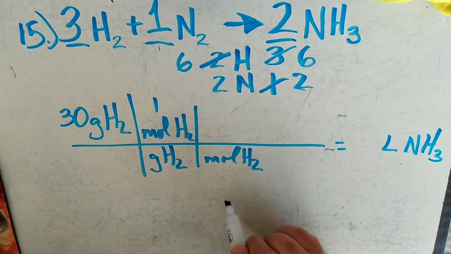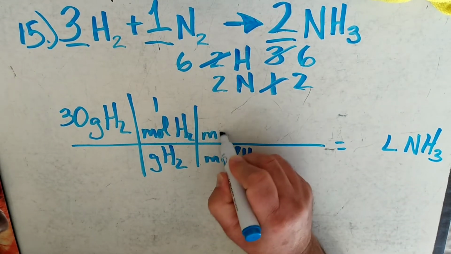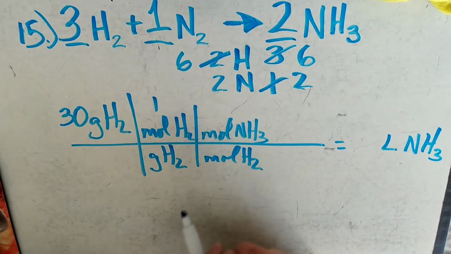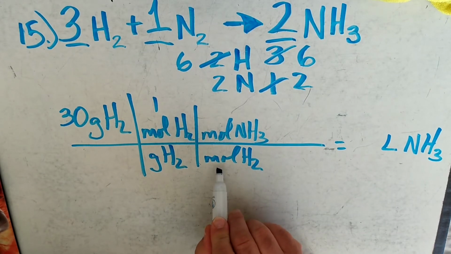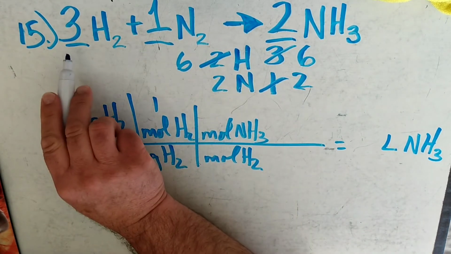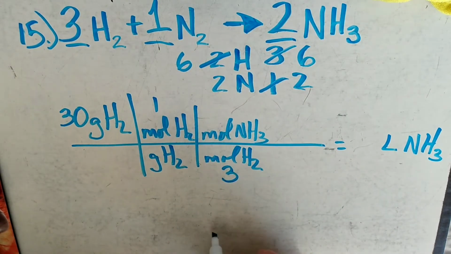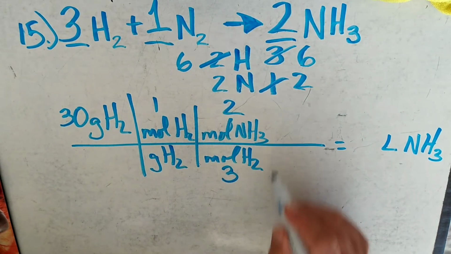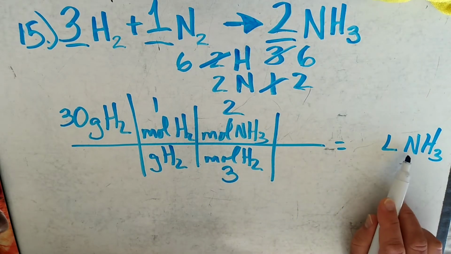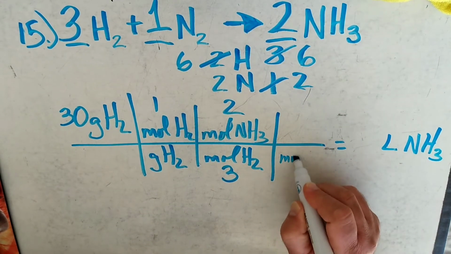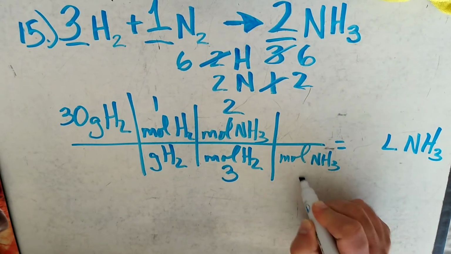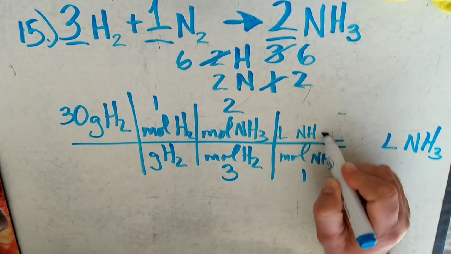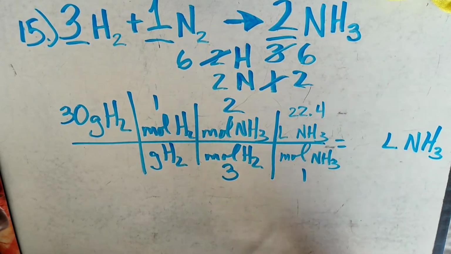And now this is where we do our change from a molecule. So we have moles of NH3. Now the numbers here are going to be our coefficients. So moles of hydrogen, we're going to look up here for our coefficient. We have 3 of those. And we're going to look over at our ammonia, and we have 2 there. Okay, we still don't want moles of ammonia, so we're going to put mole of ammonia, and we know 1 is going to equal liters of ammonia, and that is 22.4 no matter what.